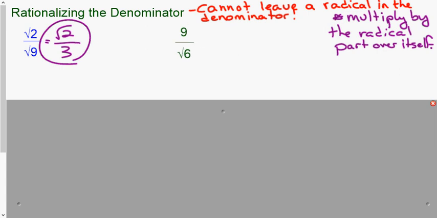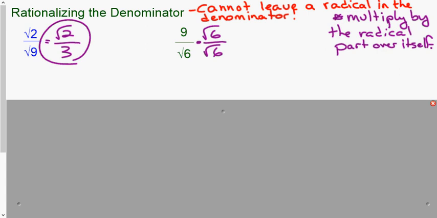All right. Next one, 9 over root 6. Does root 6 break down? No. Now we have to go through this process called rationalizing. And what we do is we multiply by whatever the radical is in the denominator over itself. Why do we do this? Well, what is any number divided by itself? So what is 3 divided by 3? 1. What is negative 8 divided by negative 8? 1. What is root 6 divided by root 6? 1.